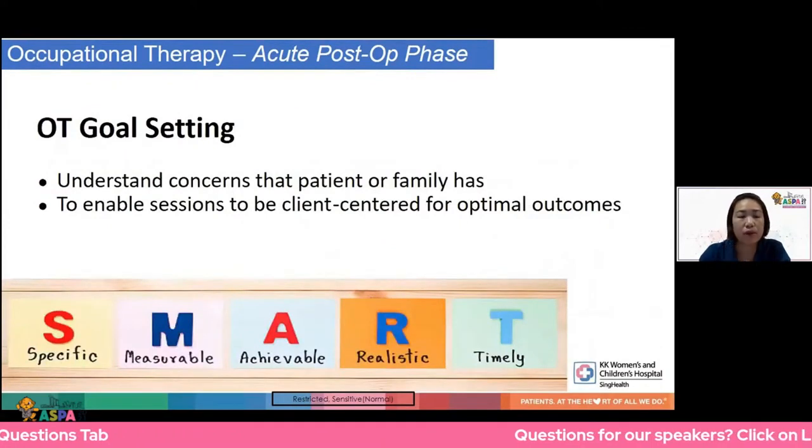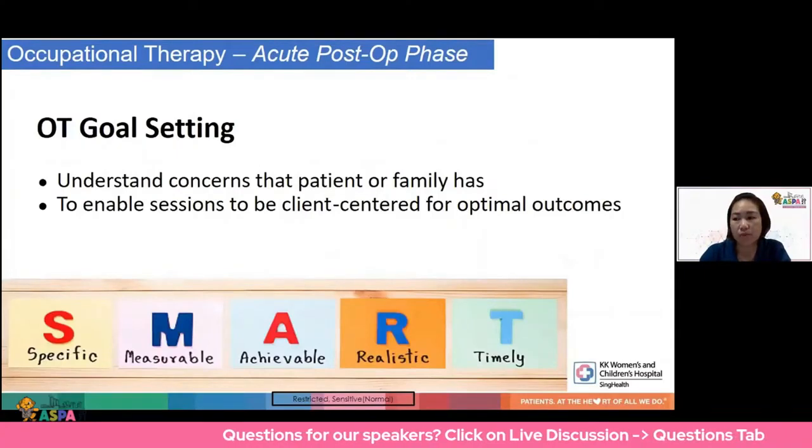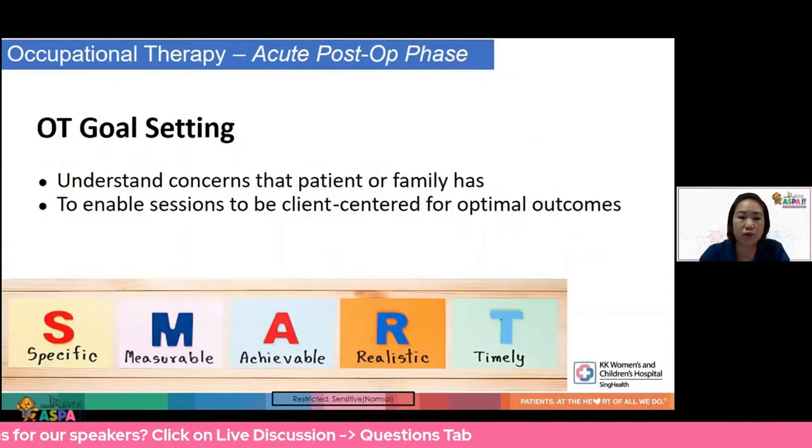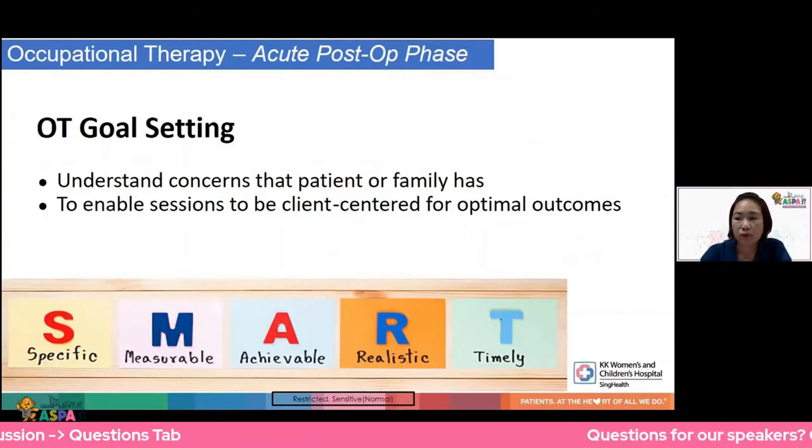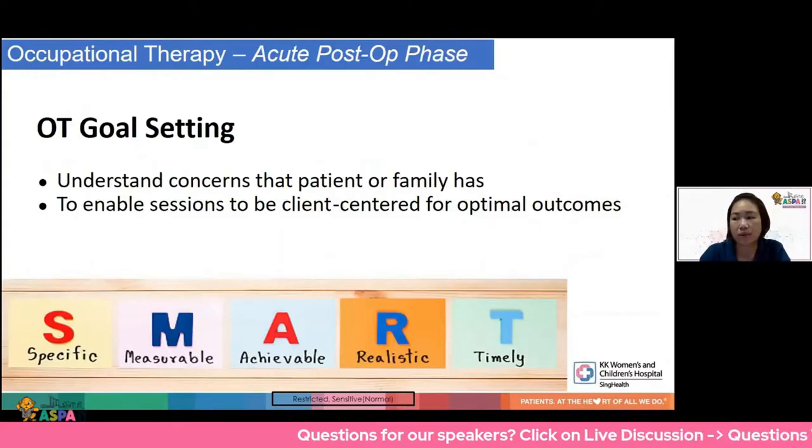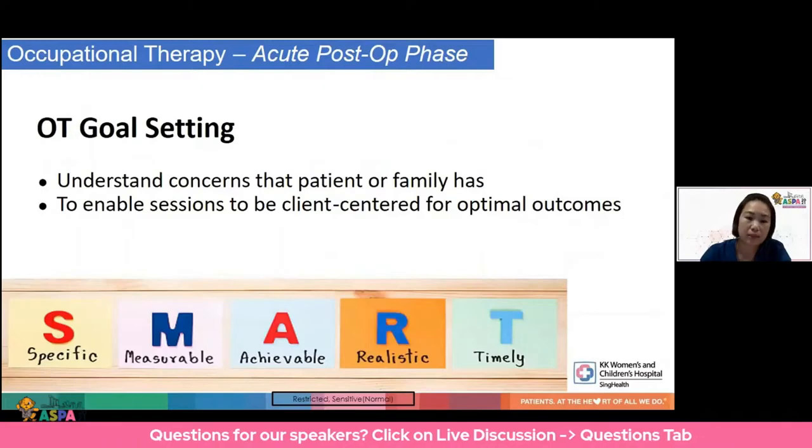And when they are doing the goal setting, they will come from a more client-centered approach, and hence the child is usually involved in setting the goals. This will empower the child to set goals and targets that they will be motivated towards, and a more positive and optimal outcome can be expected.